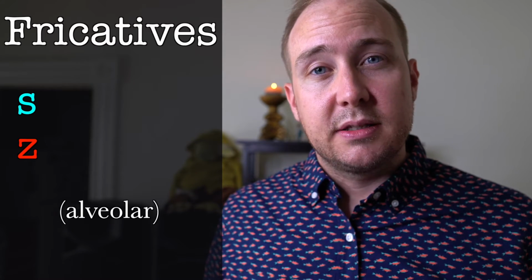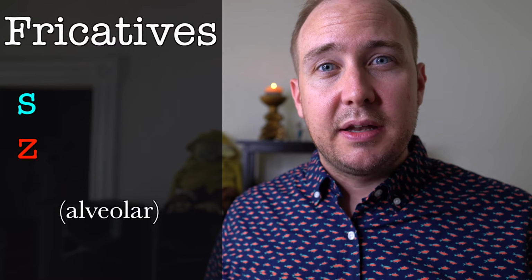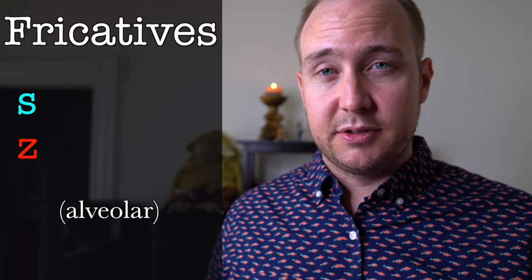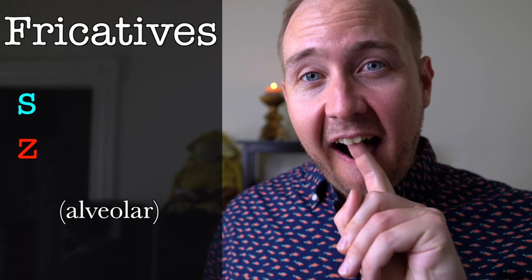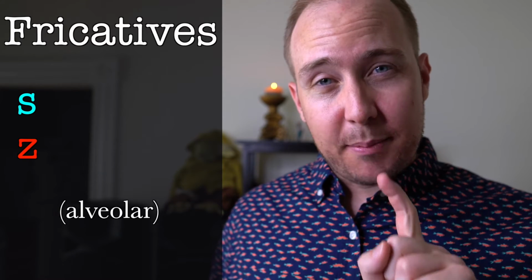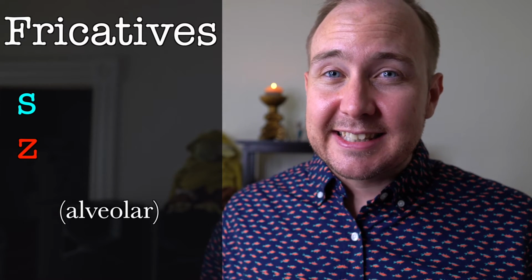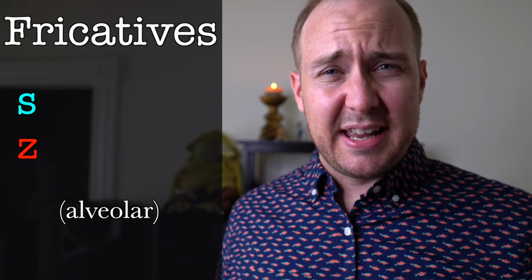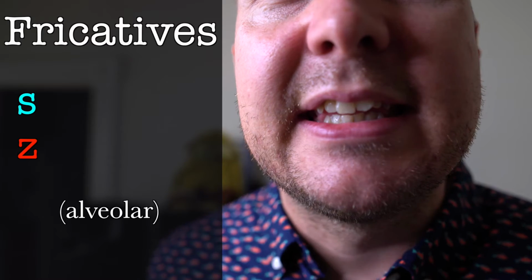S and z are alveolar, which means our tongue will interact with the alveolar ridge, just like with the t and d sounds. With the t and d sounds, we put the tip of our tongue on the alveolar ridge, which is the hard part of your gums right behind your teeth. But with the fricatives, s and z, we are not putting the tip of our tongues up there. We are putting the middle of our tongues up there. Z, s, z, s.